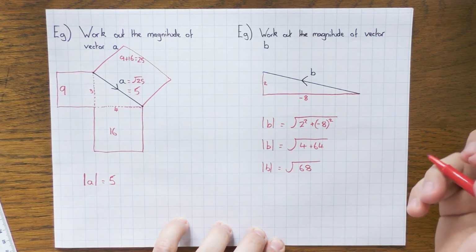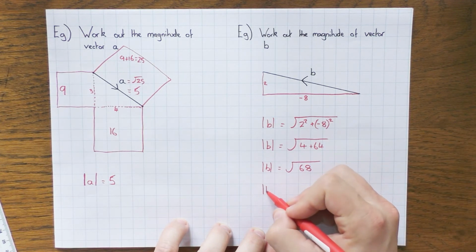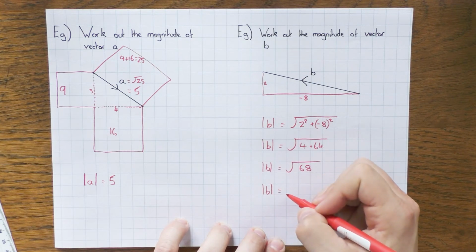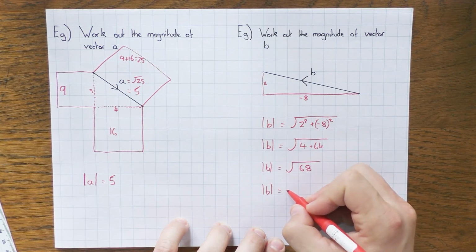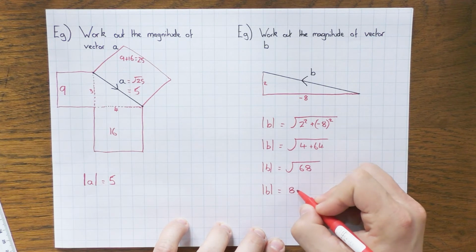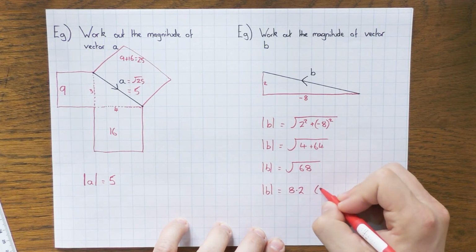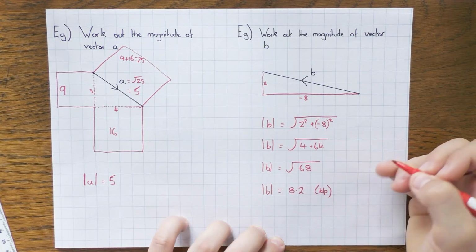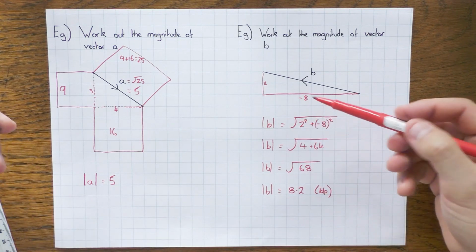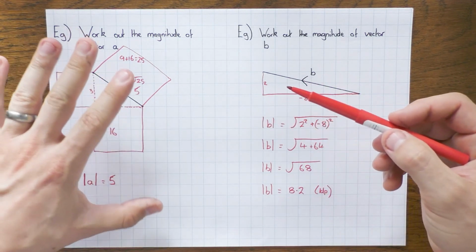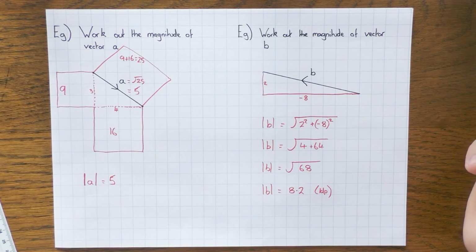It might ask you to leave it in surd form. But if you square root that, I believe you should have the answer of 8.2, and that's rounded to 1 decimal place. Okay, so you can just do it algebraically by looking at it like that, or as I say, using Pythagoras, using the diagrams like that. It depends on which method you've been taught or which you prefer, but obviously both work because you're just using Pythagoras to work out the magnitude.